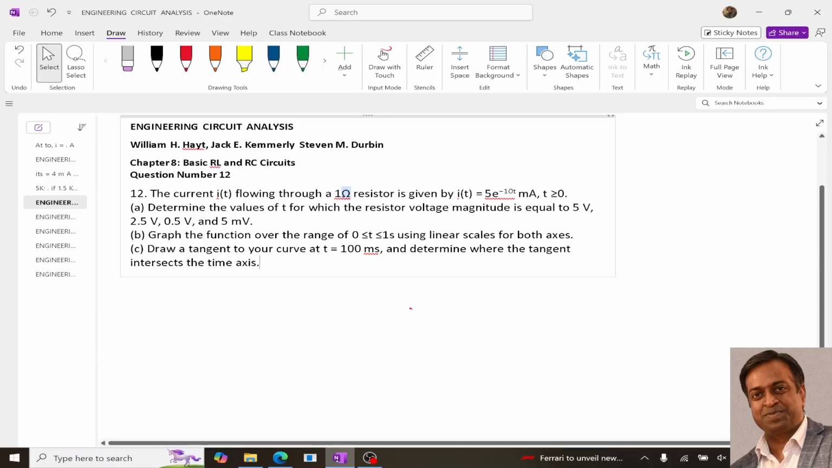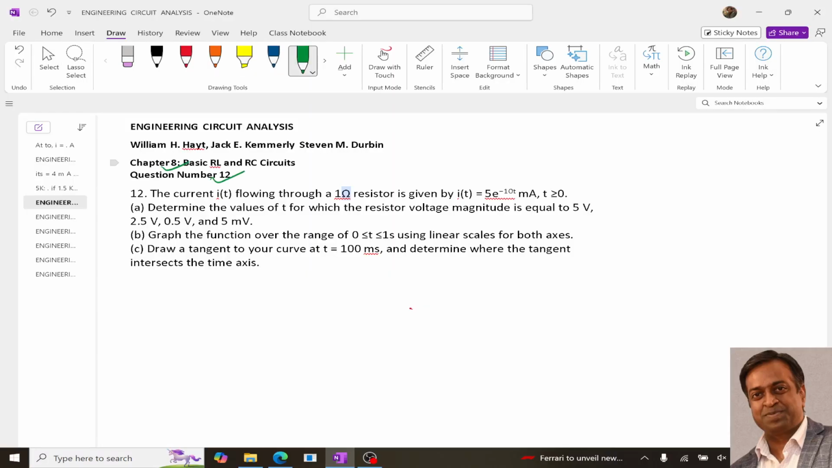Hello guys, in this video I am going to explain the solution of question number 12 from chapter 8 from the book Engineering Circuit Analysis by Hayt, Kemmerly and Durbin. This question says that the current i(t) is flowing through the 1 ohm resistor and the current is given by this, and the current is in milliampere.